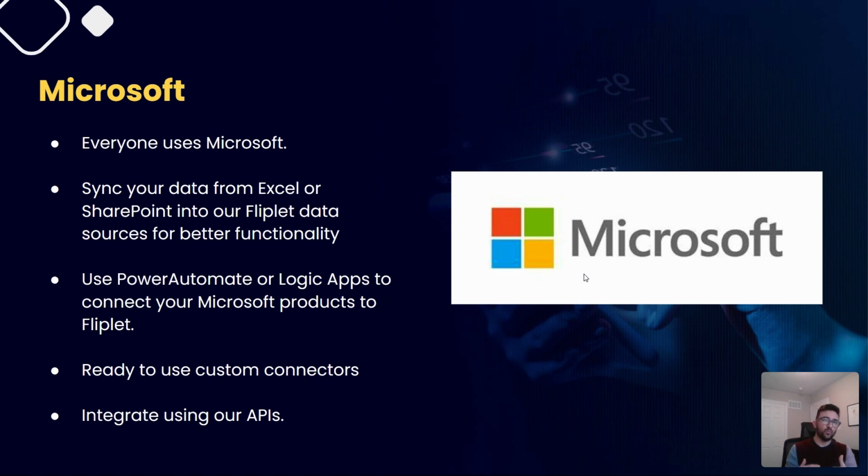Now you can take it one step further and use Power Automate to create workflows within your app and really connect Fliplet through your different Microsoft products. In order to do that, we have actually created custom connectors that you can use right away to basically create the workflows within your app and make sure that everything runs smoothly. You can also integrate by using our APIs directly. So let's take a look at how you can use the Power Automate connectors.